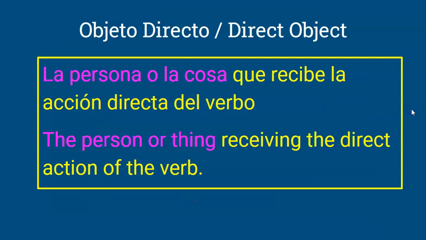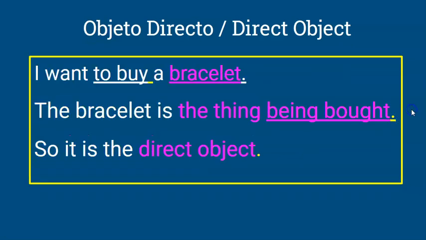So, first of all, in order to replace some things with a pronoun, we need to know what that thing is. So, first of all, we're going to start with direct objects. So, objeto directo, la persona o la cosa que recibe la acción directa del verbo. The person or thing receiving the direct action of the verb. So a lot of times we say the thing being verbed. So the thing being bought, the person being invited, examples like that.